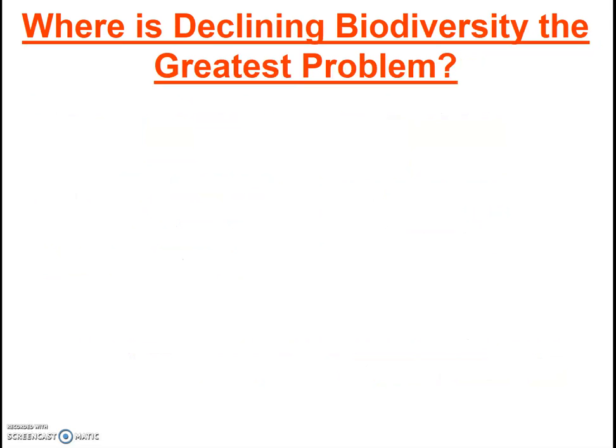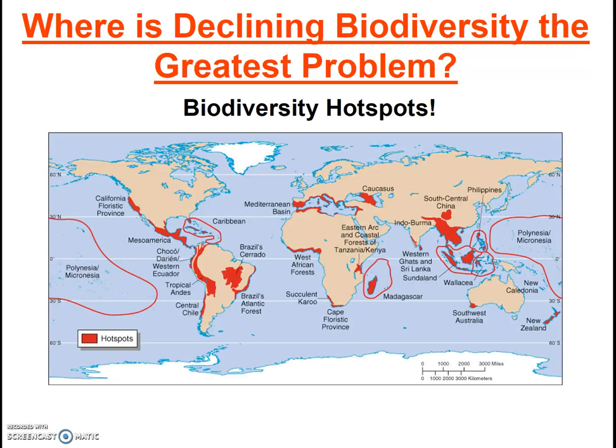So where is declining biodiversity the greatest problem? Well, scientists have identified many biodiversity hotspots around the world. Hotspots are areas that contain a high number of endemic but endangered species. Endemic species are those that exist only in that one location. Globally, many of these hotspots exist in tropical rainforest regions.